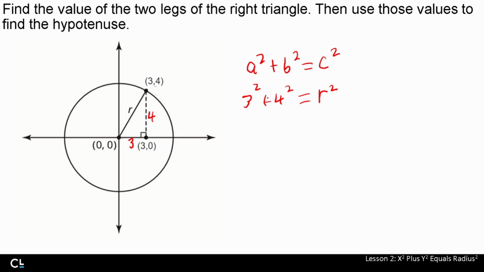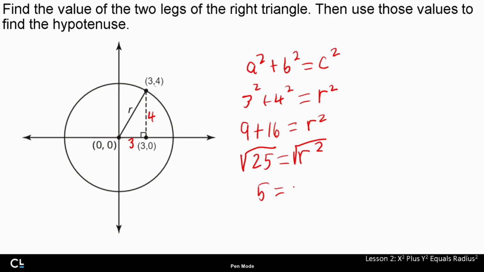So now what can we do? We square it. We get 9 plus 16 equals r squared. Add 9 to 16, it's going to give me 25 equals r squared. And last but not least, we take the square root to get rid of that square with my r. And we get 5 equals r. So the radius or the hypotenuse here is 5.